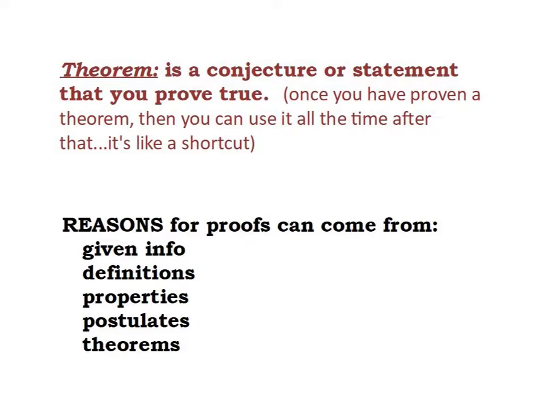Now we're going to continue with our 2-column proofs here. Some of the reasons that we use for proofs now, as we've done a few of these, we can use given information. Sometimes they tell us some stuff up front. We can use definitions, we can use properties, postulates, and now theorems also.